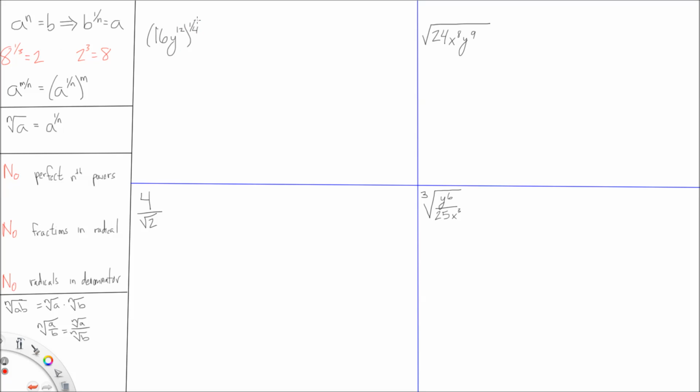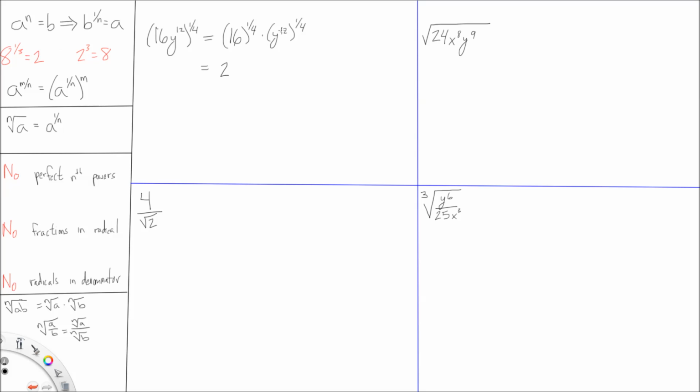All our rules that worked for integral exponents are also going to work for rational exponents. So here we have multiplication inside the parentheses, so we can distribute this 1/4 power into both of these. This 1/4 power is going to go into the 16, so we'll get 16 to the 1/4 times y to the 12th to the 1/4. Just like last section, to simplify the first thing, we need to find something that we raise to the 4th power and get 16. Well, that's going to be 2.